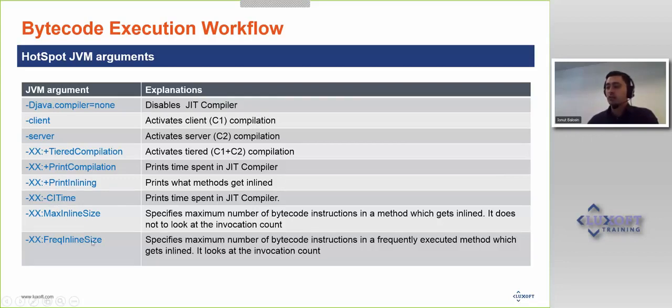And the next two arguments are for inlining. A piece of code couldn't be inlined if it is too big, for example. To control that inline size, which is specified in bytes, we have MaxInlineSize. The MaxInlineSize doesn't look at the invocation count. It is not correlated with the method threshold. On the other side, we have FreqInlineSize, which is based, in fact, on the invocation count of the method.